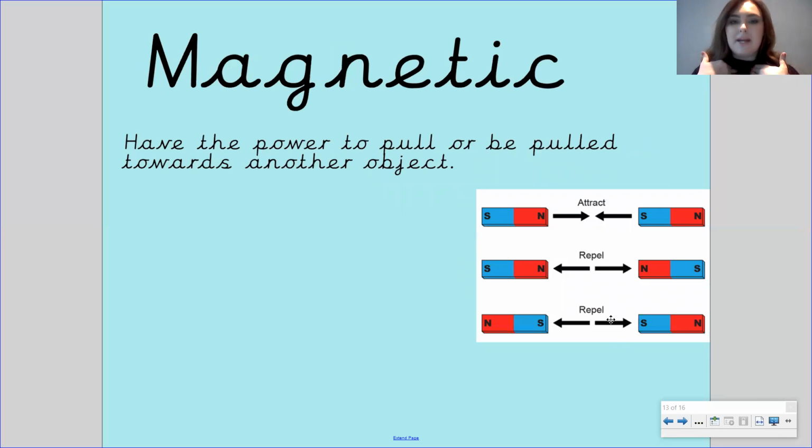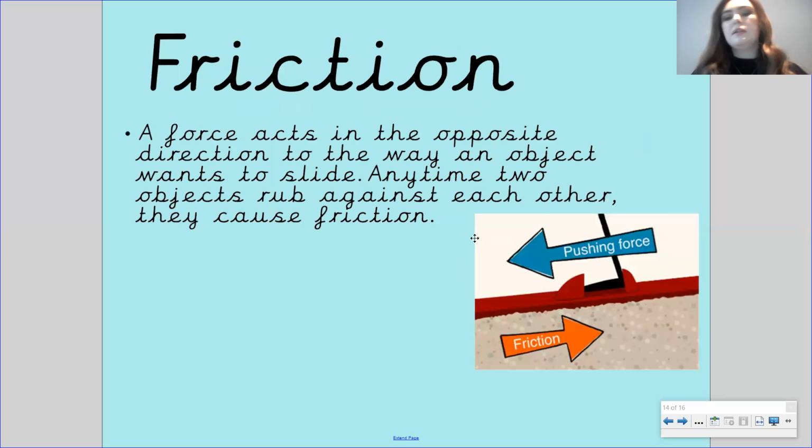My turn, your turn. Magnetic. Magnetic. This is to have the power to pull or be pulled towards another object. My turn, your turn. Friction. Friction. A force acts in the opposite direction to the way an object wants to slide. So anytime two objects rub against each other, they cause friction. So this is friction because one is pushing one way and the other is pushing another way.